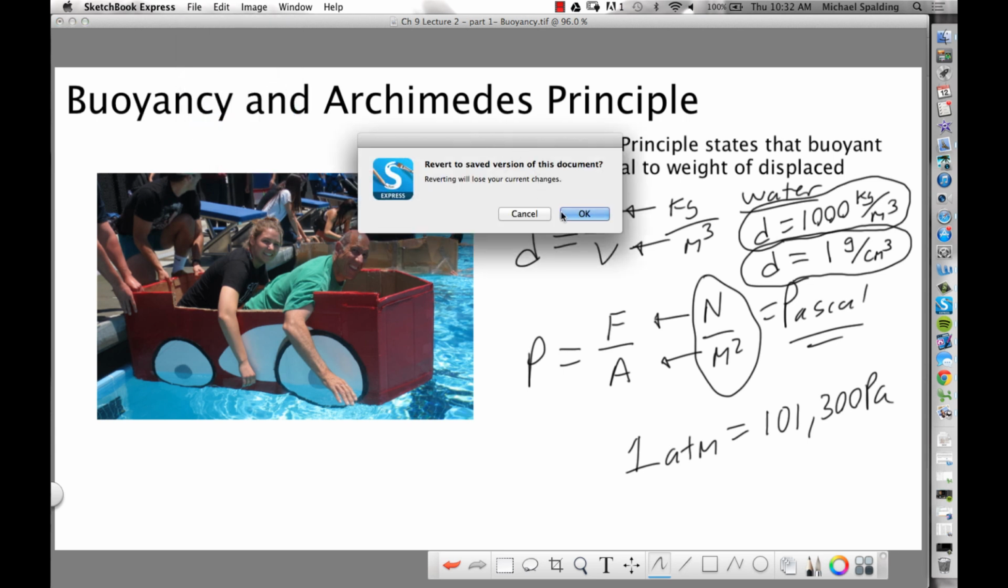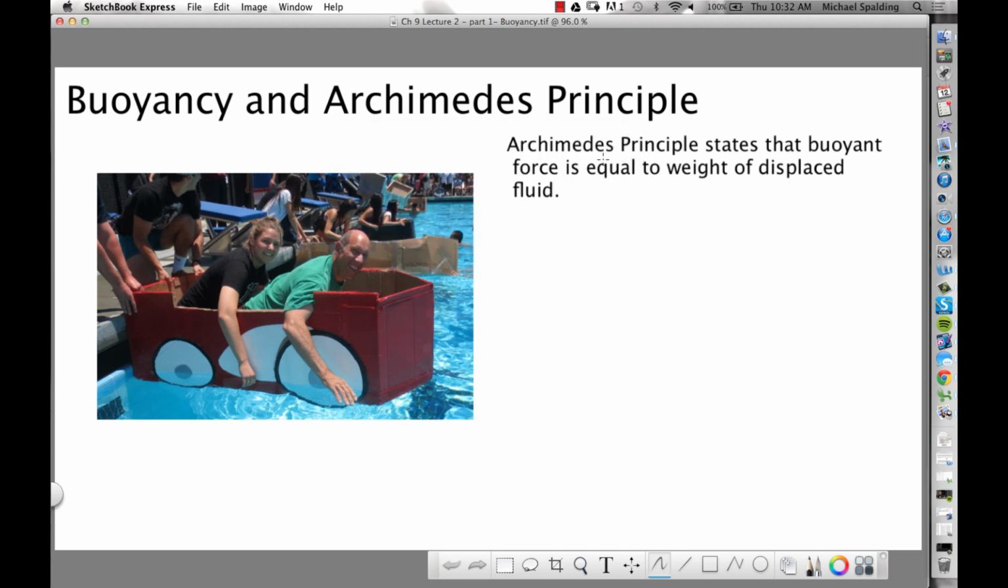Now let's talk about buoyancy. Okay, the key thing for buoyancy is Archimedes Principle. Archimedes Principle states that the buoyant force will always be equal to the weight of the displaced fluid. What's the equation for weight? W equals what? mg. Okay, that's for the displaced fluid.